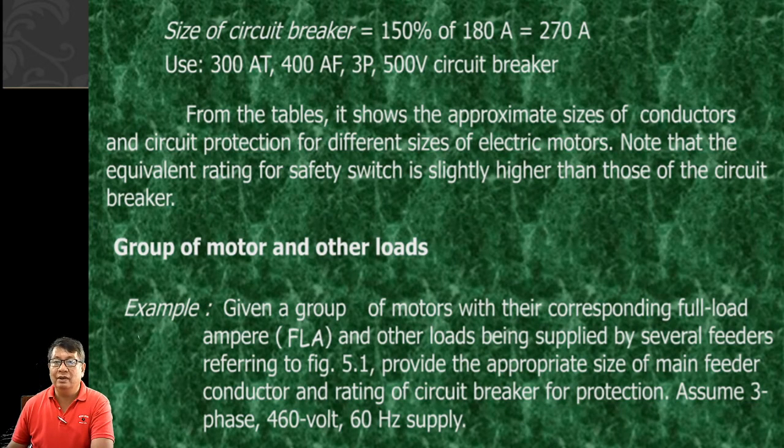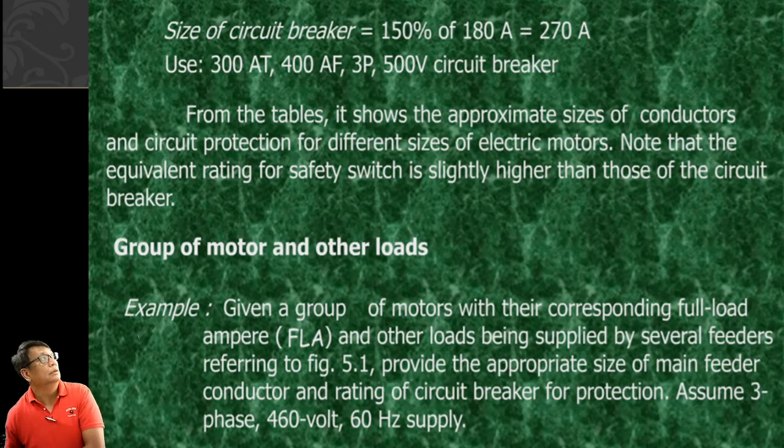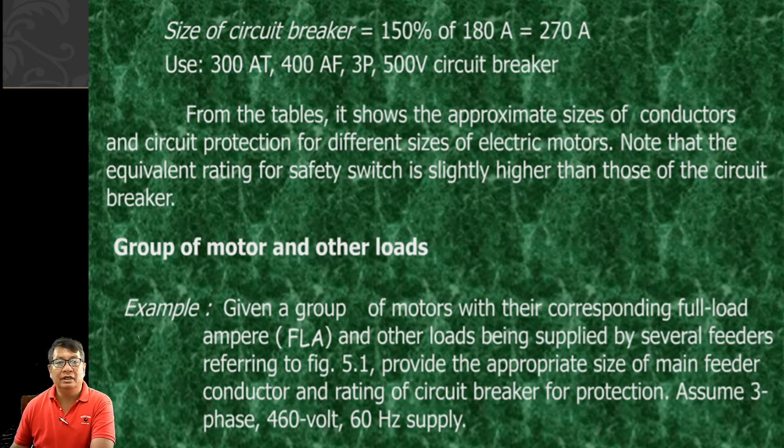Okay, so anong gagawin natin? We have that 150% of the current rating of our motor, which is 180. So 150% of that 180 is more or less 270 amperes, no? So okay, yun, 270. So we have to use 270.